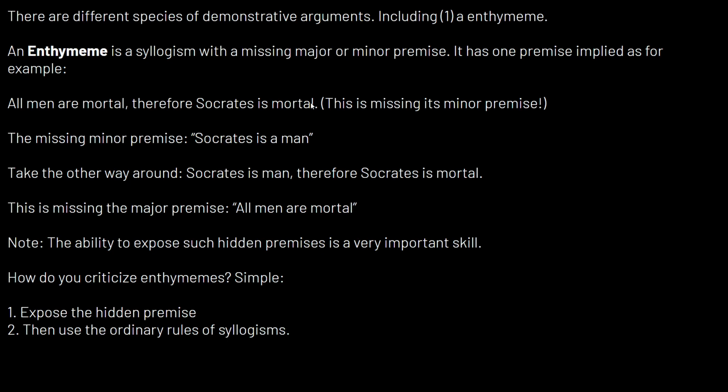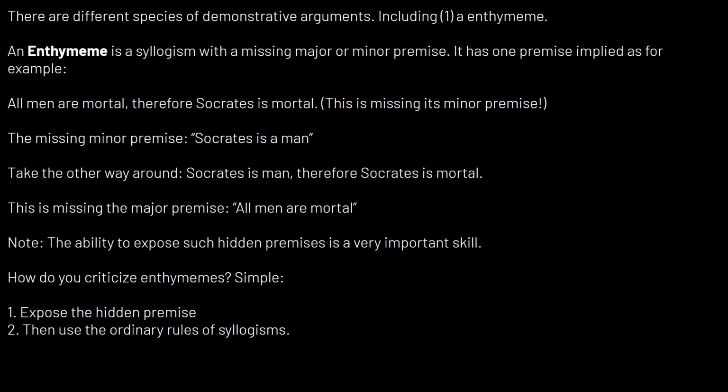So, obviously there are different species of demonstrative arguments, including one, an enthymeme. We call a syllogism an enthymeme when it's missing an assumption or proposition or premise, whether it be a major or minor premise. It basically has one premise implied as, for example, all men are mortal, therefore Socrates is mortal. For example, this is missing its minor premise. The missing minor premise is Socrates is a man. Thus, if you take it the other way around, Socrates is a man, therefore Socrates is mortal, this is missing the major premise, that is, all men are mortal.